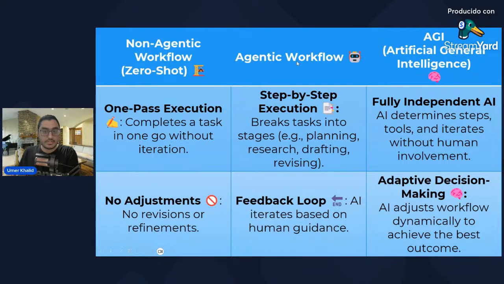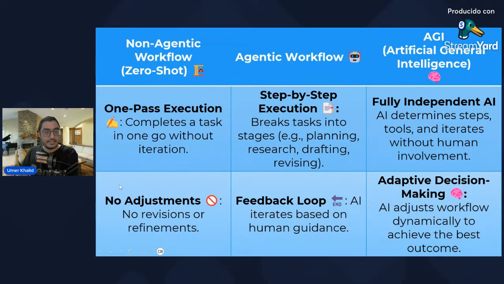If we talk about agentic workflow, it is step by step execution. An agentic workflow would actually take the task and break it down into smaller stages. So there would be one called planning, maybe another one for research, then drafting, then revising, and it would go step by step through each of those tasks. And then it would actually complete those tasks. That would be an agentic workflow.